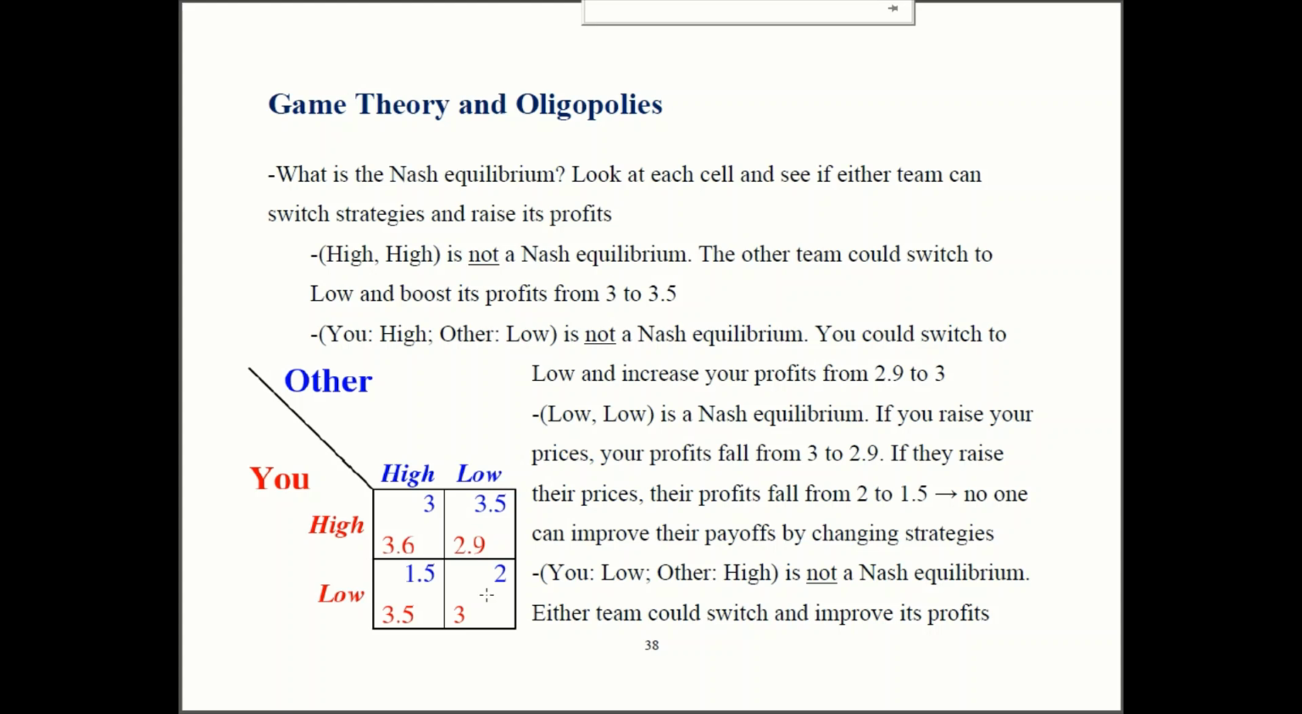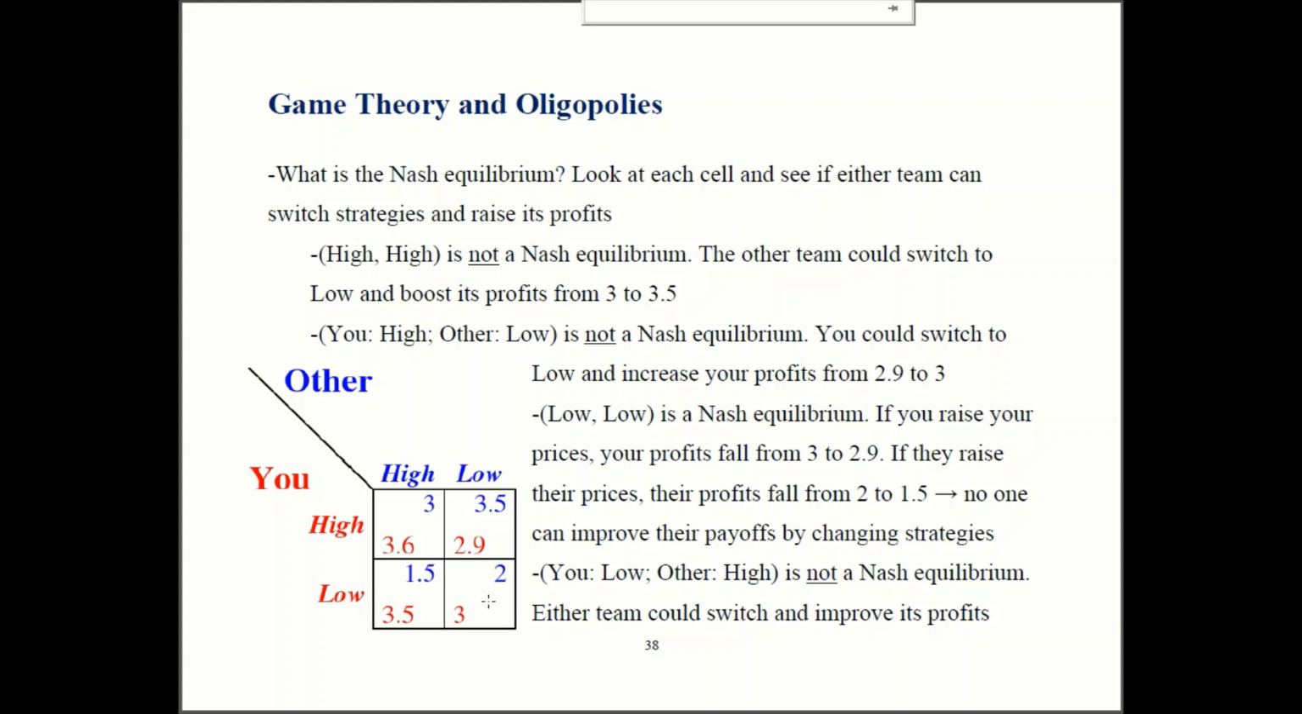They also don't want to switch. Right now they're getting 2 million. If you keep playing low, but they switch to playing high, then you're going to be over here. That means they get a profit of 1.5 million. That's worse. So they don't want to change strategies either. So if you're both playing low, neither team wants to change their price, so that's going to be stable. That's going to be a Nash equilibrium.